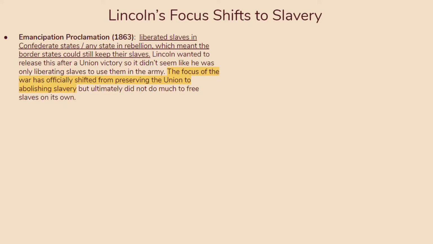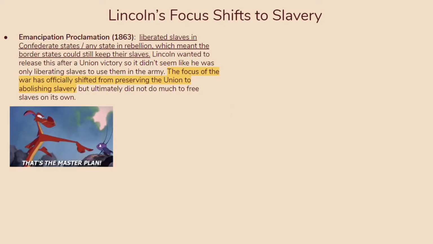So the focus of the war has officially shifted from preserving the Union to abolishing slavery nationwide. But ultimately, this didn't do much to free slaves on its own. So Lincoln has revealed that abolishing slavery nationwide is his ultimate goal from the Civil War, not just preserving the Union.